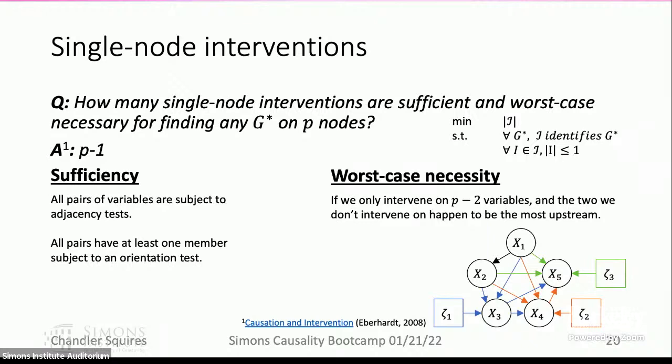In the previous example for 2 nodes, it seems that you need 2 interventions. Yes, I think this needs a quantifier of p greater than or equal to 3 or something. Oh, right. The question here should be p greater than or equal to 3.